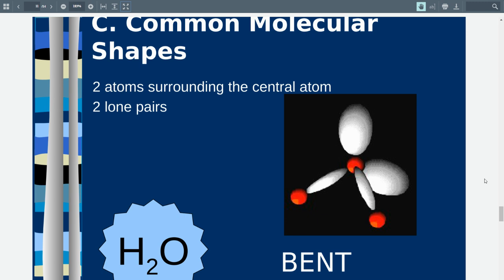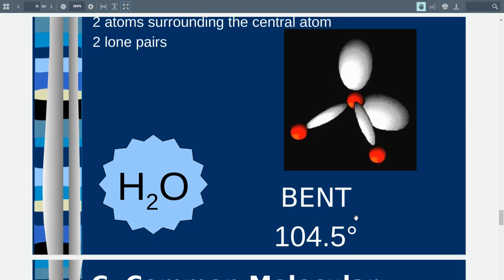So because it has 2 lone pairs, it's going to shove those bonding pairs down even more. So H2O is the example. Notice the bond angle is 104.5. Okay, so this is a second bent, but it is different. The name is the same, but it is different in this case.